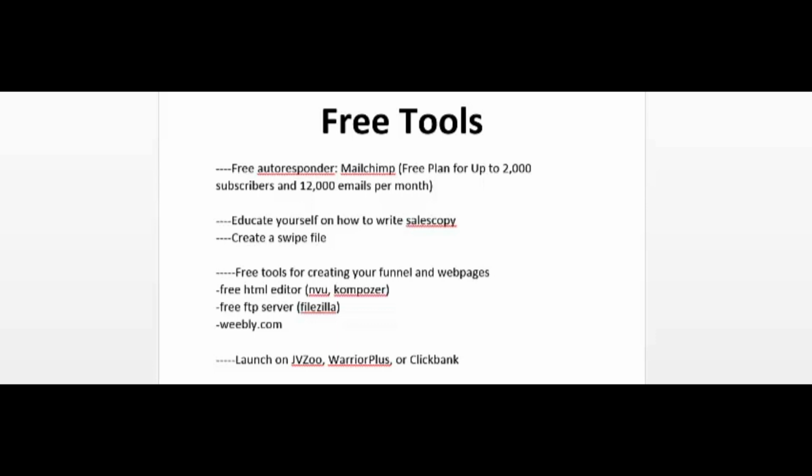Now let's talk about some free tools that you can use for implementing your product launch. You're going to need an autoresponder to collect leads and buyers and to be able to market to them. And MailChimp, they have a free plan for up to 2,000 subscribers and 12,000 emails per month. And hopefully once you get over 2,000 subscribers, you'll be able to afford to upgrade your account.